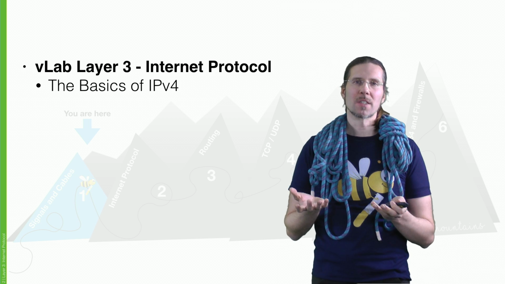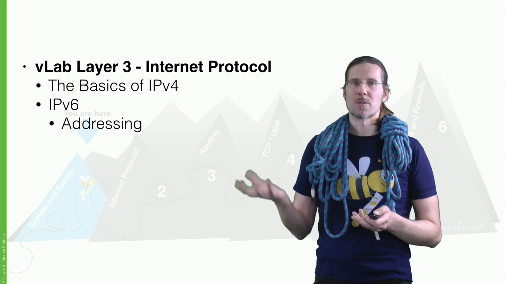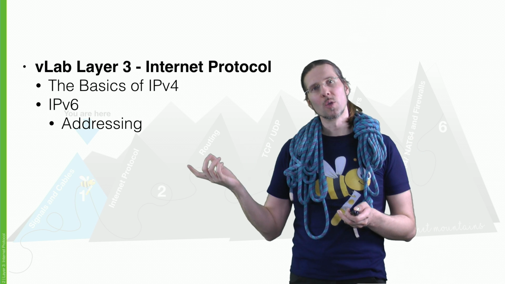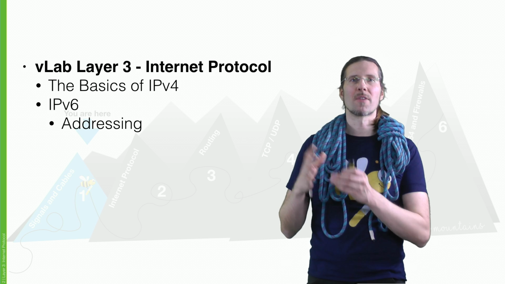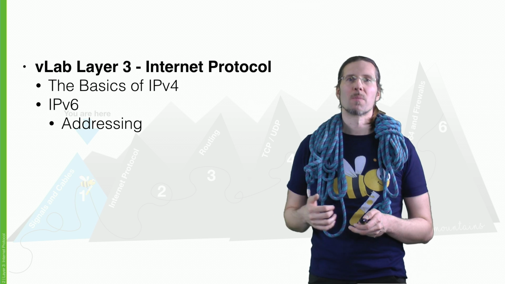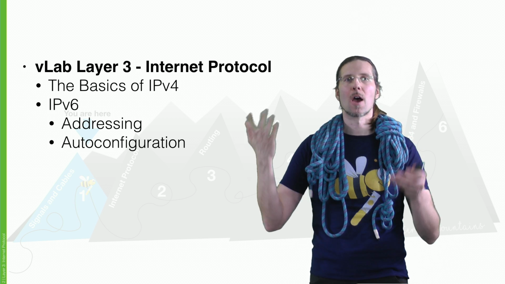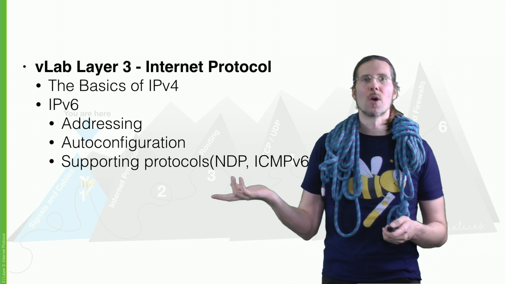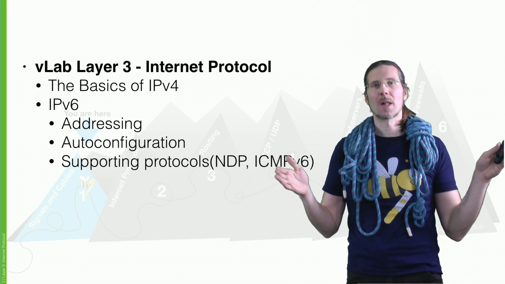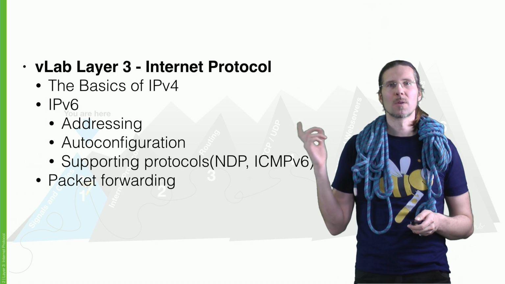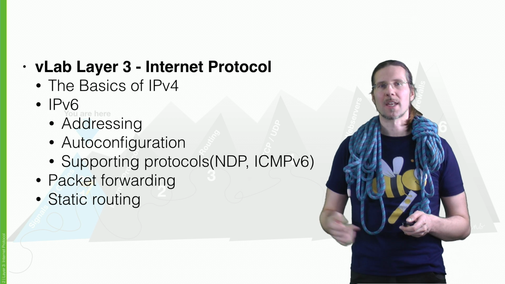So we'll get to know about this. IPv6 will be our main focus. There we'll look at addressing. In layer 2, you've learned about MAC addresses. On layer 3, we again have addresses. We also have headers again, and we learn about IP addresses here. We learn about auto configuration: how can a host get such an address? We learn about supporting protocols that help us in maintaining such multi-hop communication. And we learn about packet forwarding, and we'll look at static routing.